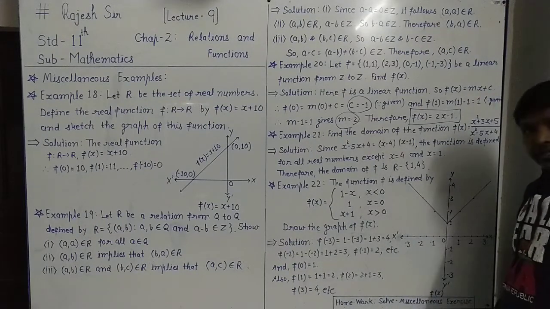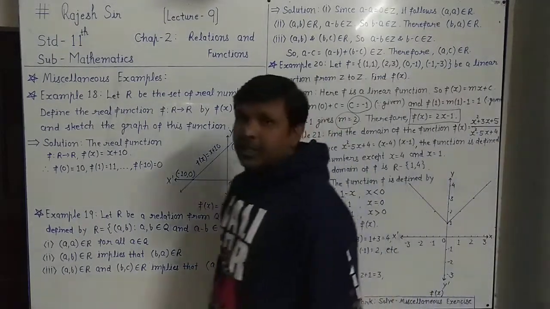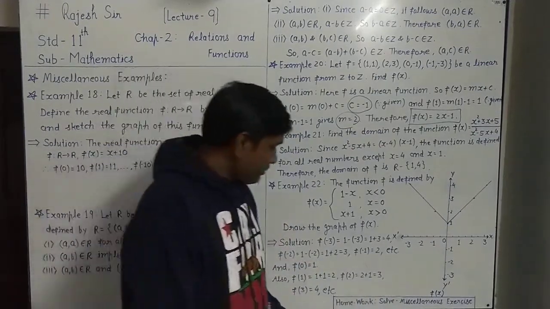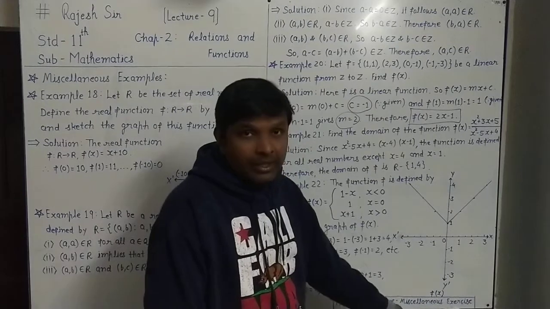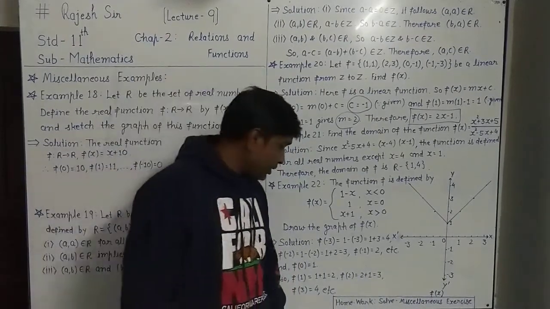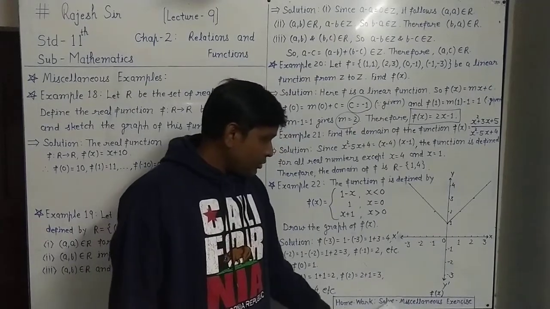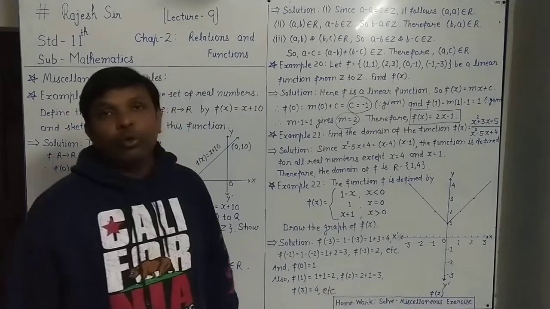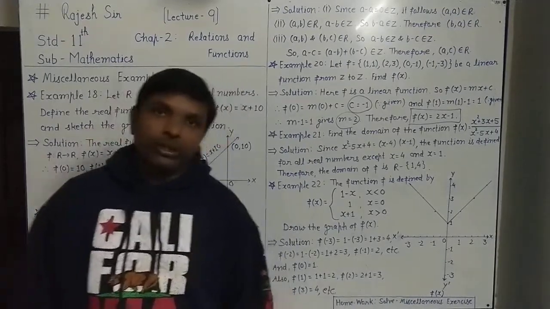So isn't it so easy? All the miscellaneous examples we have seen now, and based on this chapter we have the miscellaneous exercise for chapter number 2, Relations and Functions. You are suggested to solve this miscellaneous exercise as homework, and this chapter will be completed. Thank you.